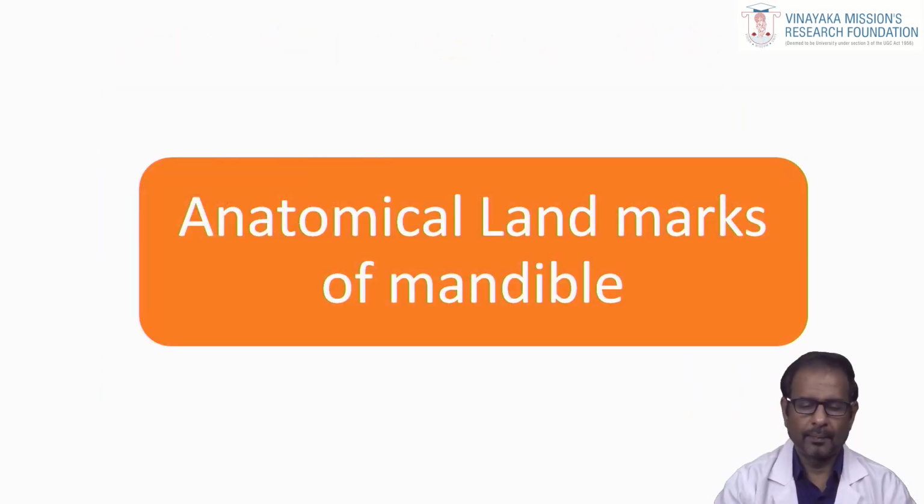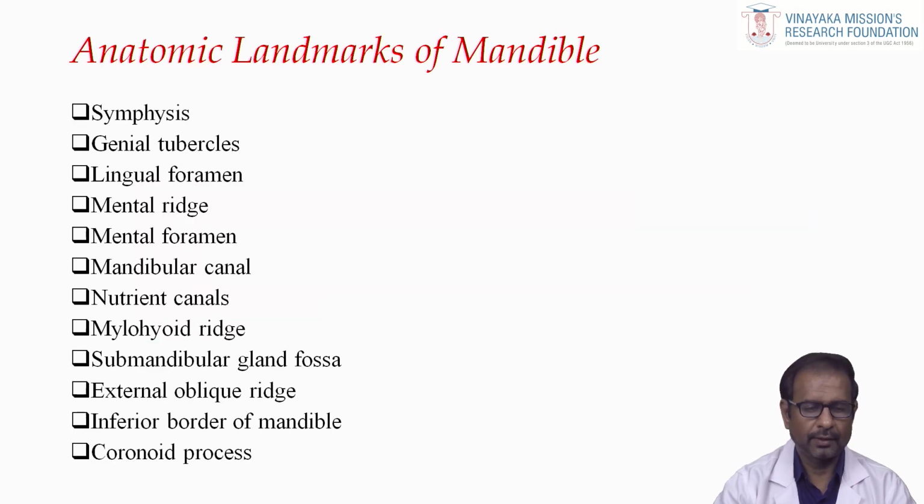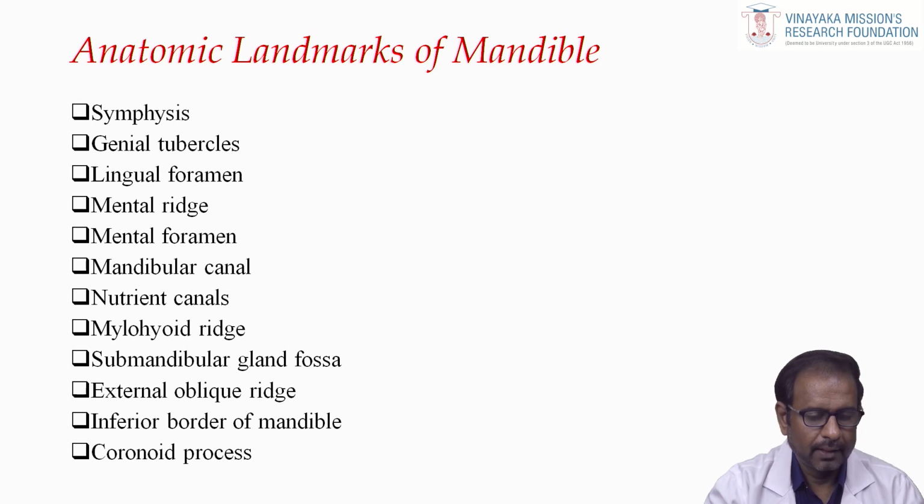Next, let us go to the mandible: anatomical landmarks of the mandible. What are the normal anatomical landmarks seen in the mandibular structure while taking the mandibular IOPA? These are the following: symphysis, genial tubercle, lingual foramen, mental ridge, mental foramen, mandibular canal, nutrient canal, mylohyoid ridge, submandibular gland fossa, external oblique ridge, inferior border of the mandible, coronoid process. These are the normal anatomical landmarks seen in the mandibular area.